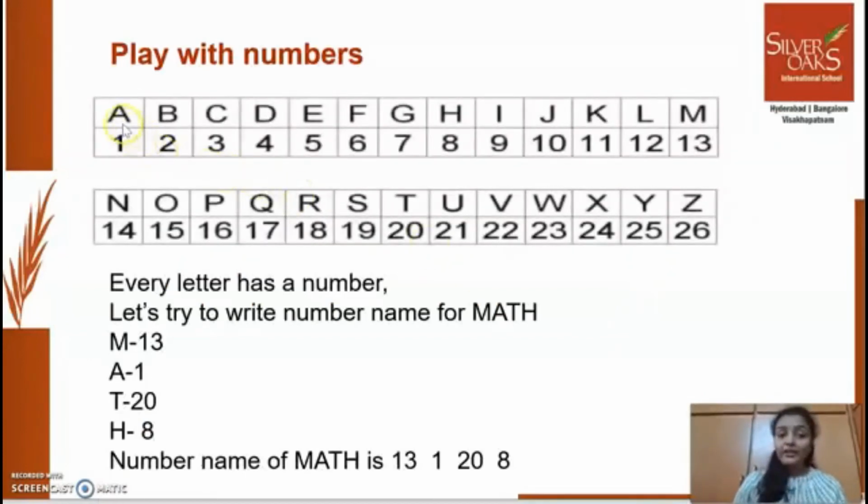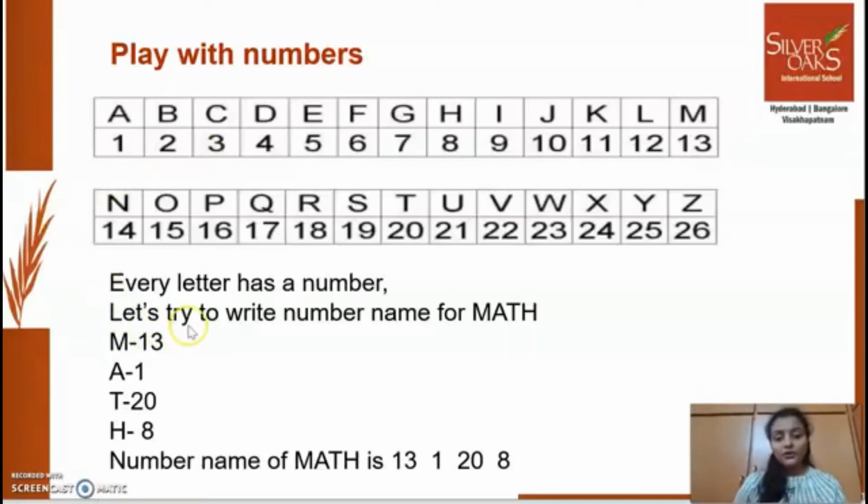So for every letter, there is a number. So all these letters together are called the alphabet. And these are letters. So for every letter, there is a number. Every letter has a number. So let's try to write number name for few things, for few names or anything else like that.